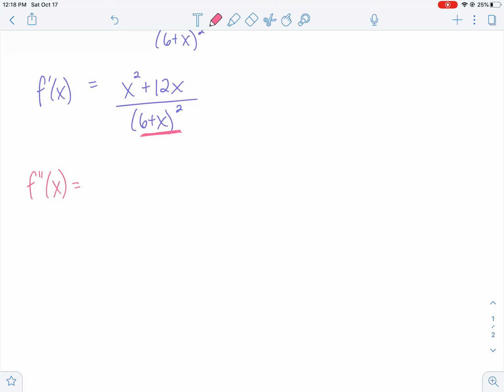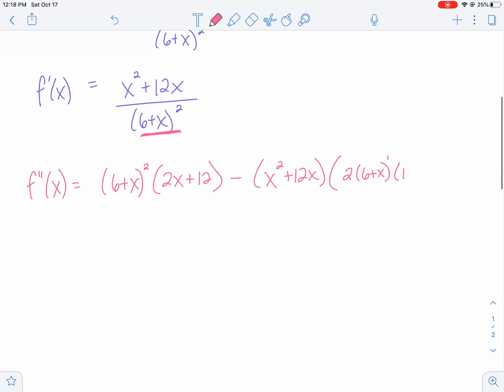So here we go. Starting with quotient rule, I have the bottom times the derivative of the top minus the top times the derivative of the bottom, and this is where we're going to use chain rule. We're going to bring the 2 forward, we're going to keep the inside the same, we're going to subtract 1 from the exponent, so my new exponent is a 1, and then I'm going to multiply by the derivative of the inside, so again the derivative of 6 plus 1x is just a 1.